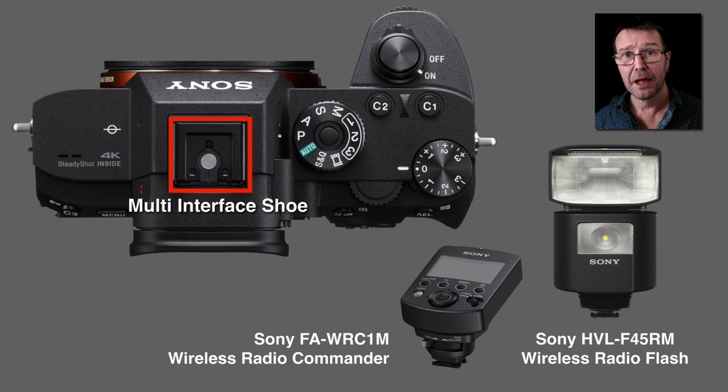So if you're looking for the equivalent to that 430 EX Canon flash, then Sony's equivalent would be the Sony HVL-F45RM. It's a wireless radio flash, so it can be used off camera if you have a commander to talk to that flash. And so again, I've listed the Sony commander.